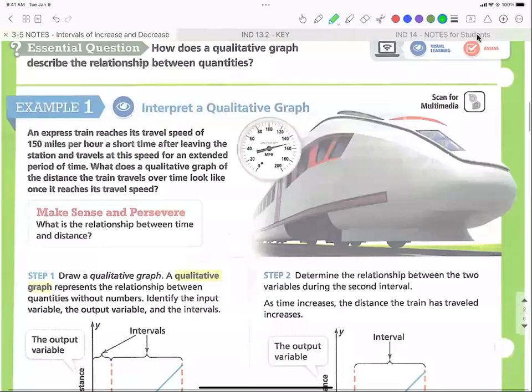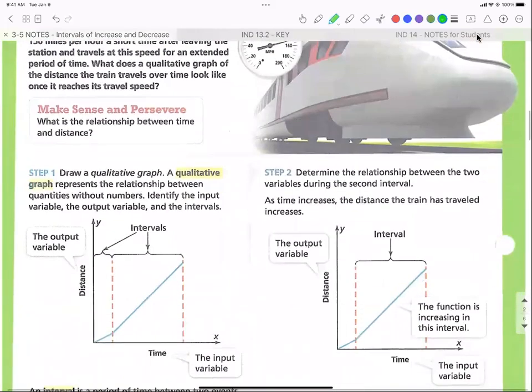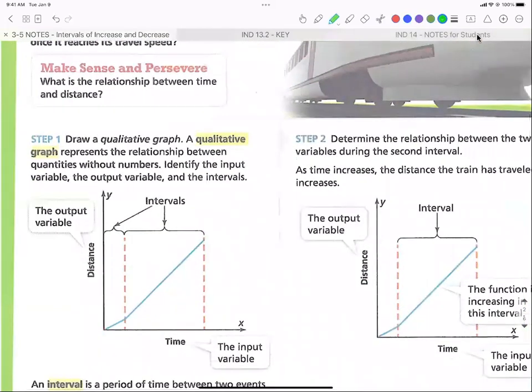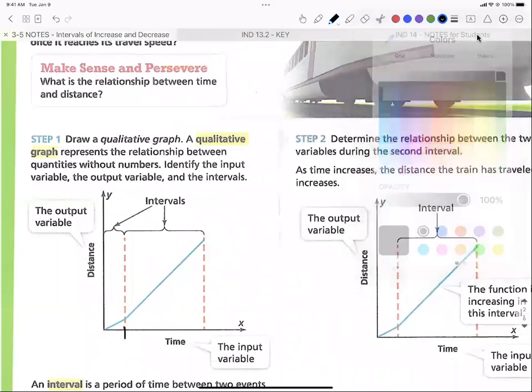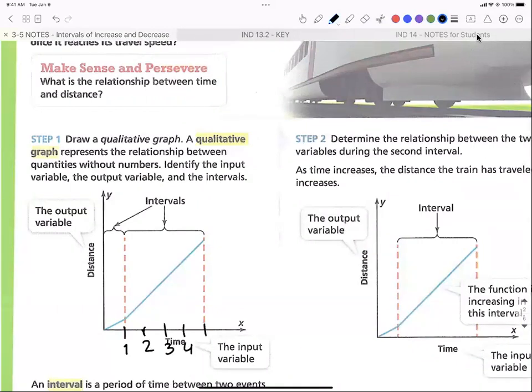So I'm going to actually skip talking about example 1, and I'm going to go to this step 1 and just talk about where it's highlighted in yellow. It says qualitative graph. That is a very, very fancy term for basically a generic graph. And what I mean by that is we are used to seeing graphs that are like 1, 2, 3, like we're used to seeing numbers, right? And we're used to seeing distance, 10 miles, 20 miles, 30 miles.